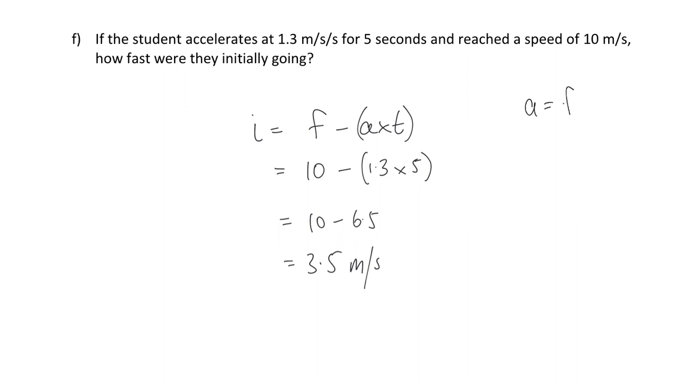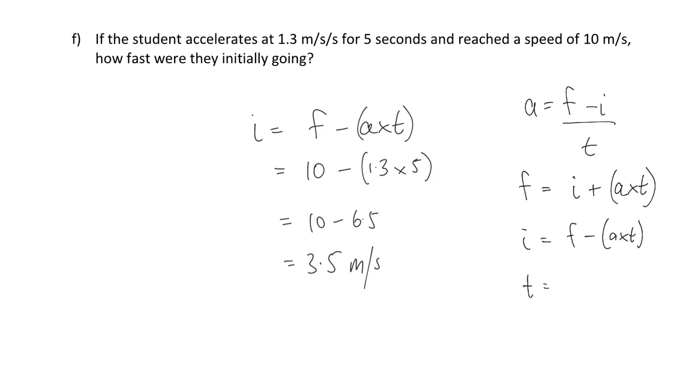Right? So you will need to remember those rearrangements of the acceleration equation. A is equal to final take away initial over time. Final is equal to initial plus acceleration times time. Initial is equal to final subtract acceleration times time, and time is equal to final take initial over acceleration. Right, and you'll be able to watch this on the video that I make at some point.